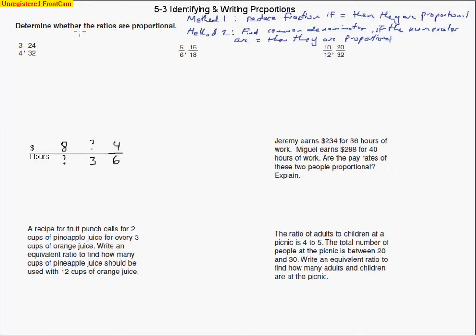So let's do a few problems, and we'll use both methods to check to see if they're proportional or not, and so you can determine whichever one you like the best. And so let's take the first one here. So 3/4, that's already reduced. So now what we need to do is take this 24/32 and reduce it.